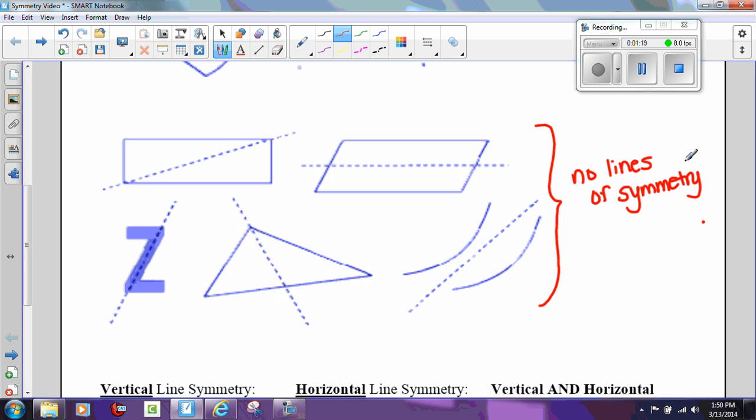Now, on your paper right now, I want you to pause the video and answer the question, what is line symmetry? And then once you've answered the question, what is line symmetry, you can go find all of the lines of symmetry that you can for the figures on your paper. When you are done, go ahead and resume the video.